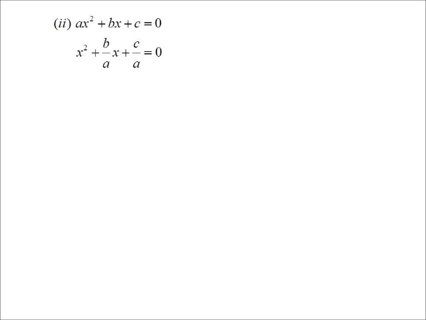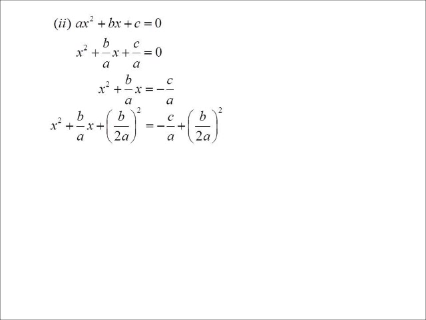So I've got it as x squared. So what did we do? We moved the constant over. So minus c over a goes to the right hand side. Then we added half the coefficient of x. So the coefficient of x in this case is b on a. Half the coefficient then is b on 2a. And we'll add that squared.